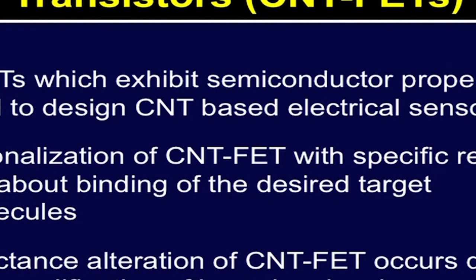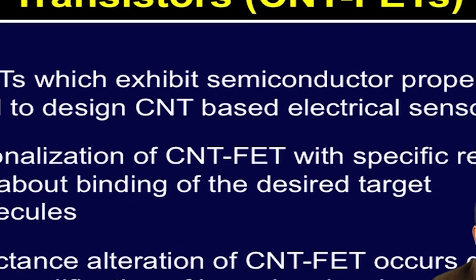Let us now move on to another platform, which is carbon nanotube field effect transistors, CNT FETs. The successful combination of carbon nanotubes with field effect transistors has led to the development of this novel sensing device known as CNT FET. As we have discussed, there are different types of carbon nanotubes, SWNTs and MWNTs. The single-walled nanotubes exhibit semiconductor properties which are optimal to design the CNT-based electrical sensors.